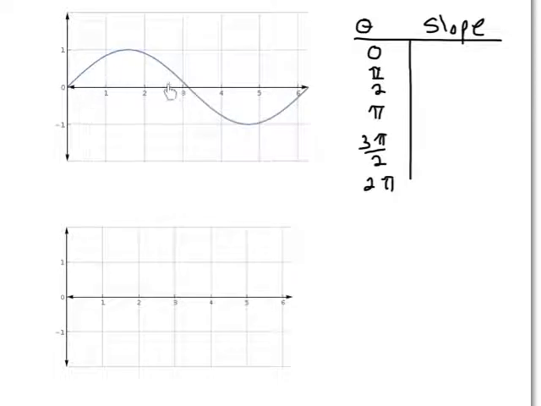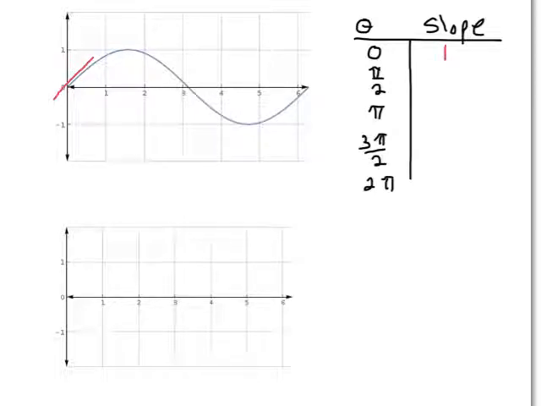Here's my basic graph of the sine curve, and my x-axis is in terms of radians, but it's not in terms of pi, so we'll just do a little estimate here. So I'm going to look at the slope of the tangent line at different points of that curve. If I look at 0, the slope of the tangent line is a 45-degree angle, so that slope is going to be 1 over 1, and we have a slope of 1.